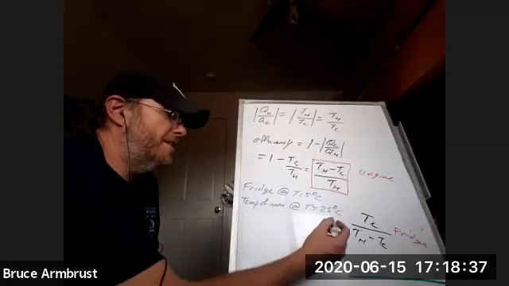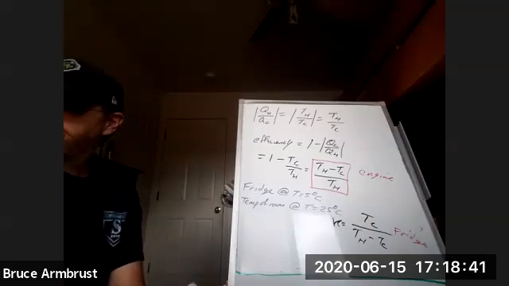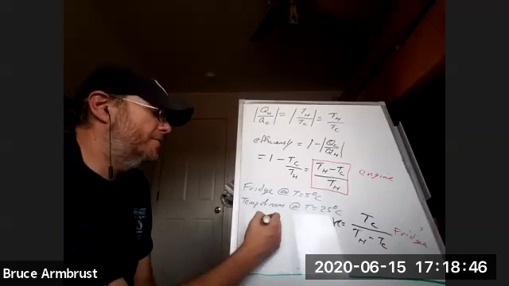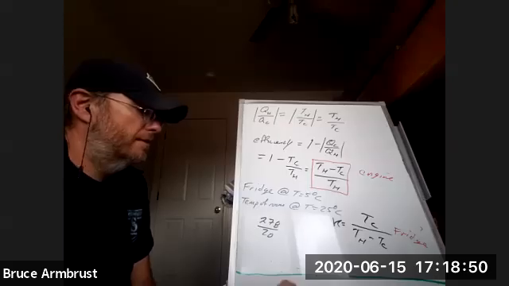So 298 divided by the 20. Okay, so again, this isn't an efficiency. This is a constant, or coefficient of performance. So in this case, this would be 278 over 20, which would be 13.9.